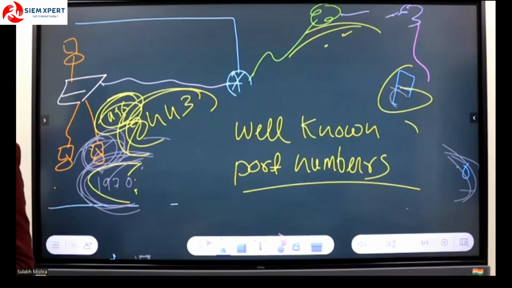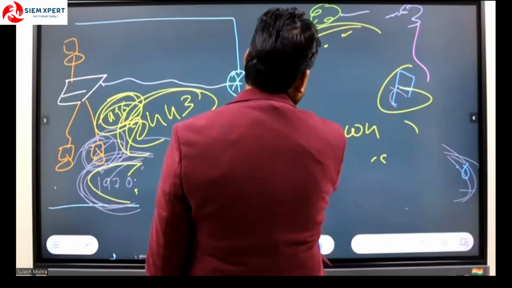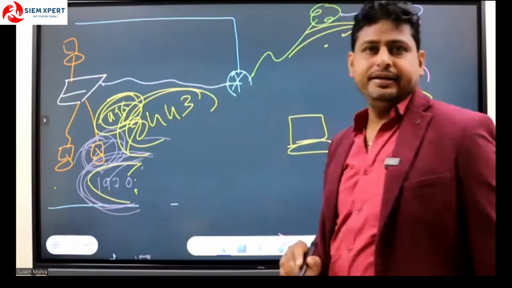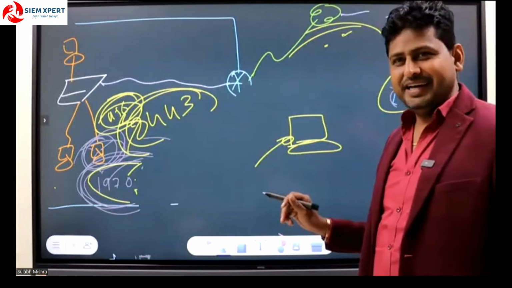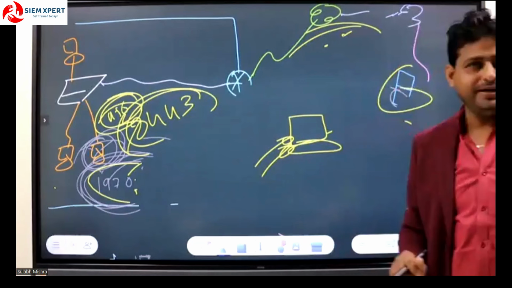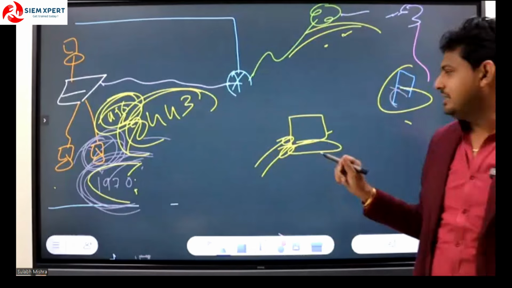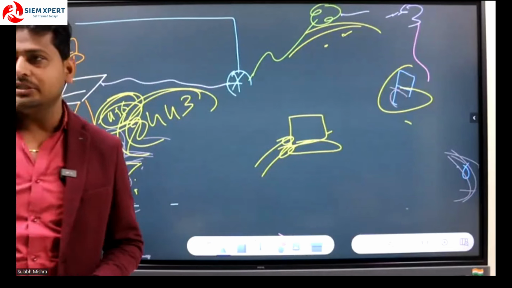Sir, are all those physical ports or logical only? Virtual ports. Physical ports, generally there will be 1 or 2. In your laptop, you have 1 Ethernet port, right? In a server, you have 2 Ethernet ports. But these are virtual port numbers, 65,535. Not physical. Every digital device has this many port numbers.